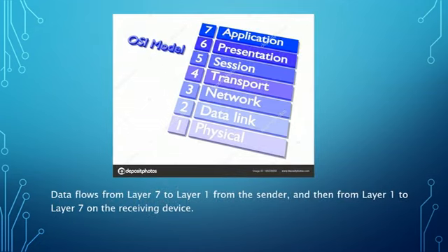Data flows from layer 7 to layer 1 from the sender, and then from layer 1 to layer 7 on the receiving device. The simplest example of communication flow through the OSI model is an email application.